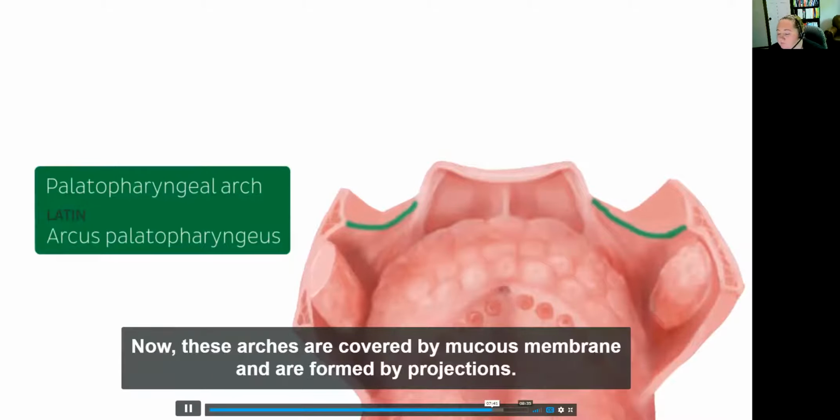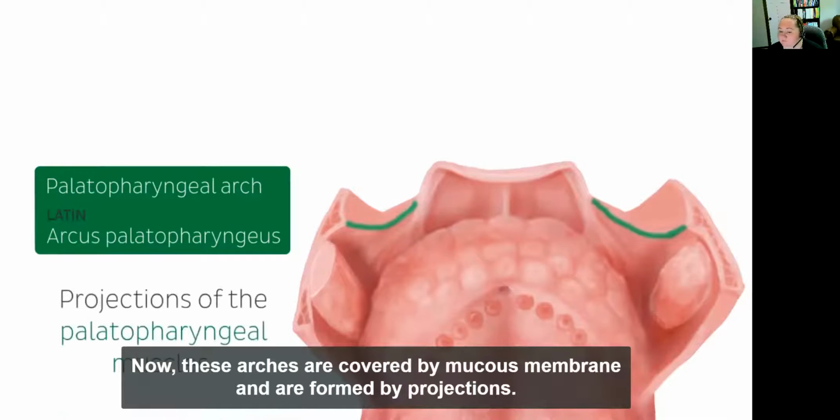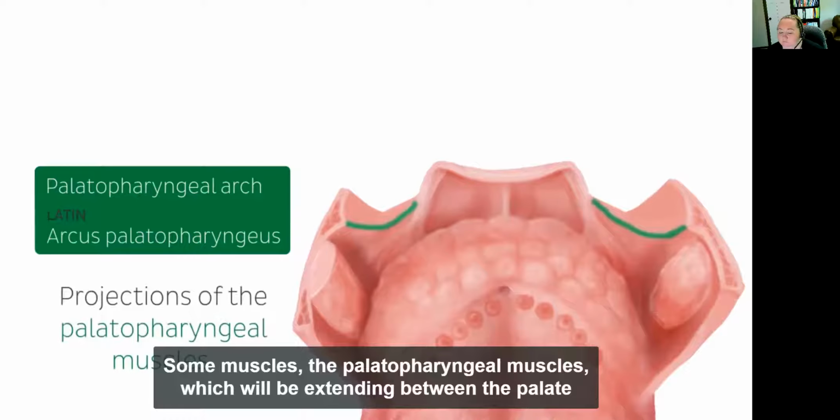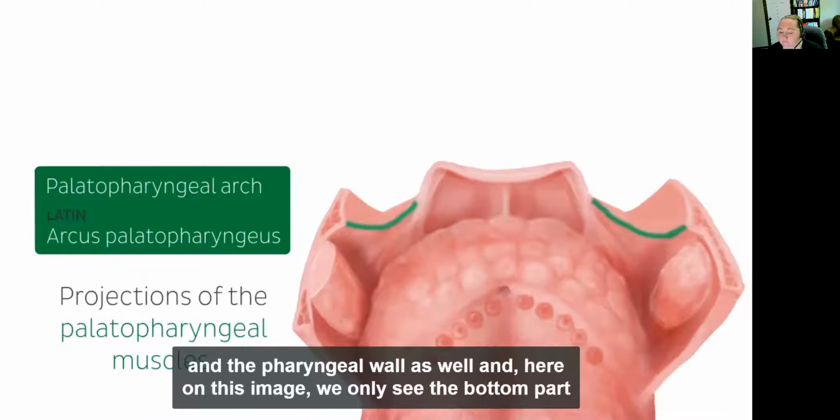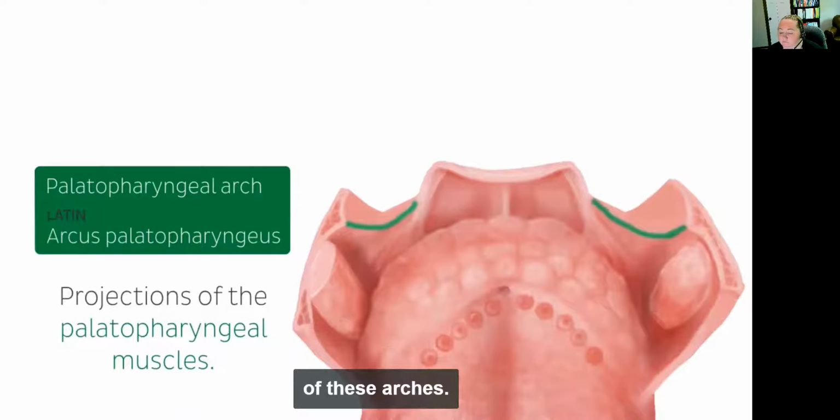Now, these arches are covered by mucous membrane and are formed by projections of some muscles, the palatopharyngeal muscles, which will be extending between the palate and the pharyngeal wall as well. And here on this image, we only see the bottom part of these arches.